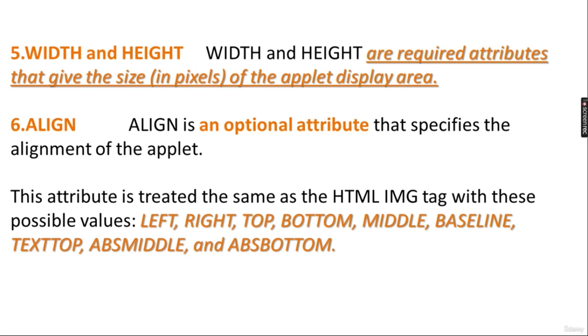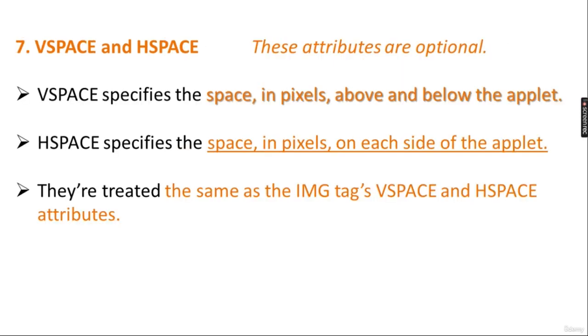Okay, left, center, or right. This attribute is treated the same as HTML image tag with these possible values. Okay. So align can be left, align can be right, top, bottom, middle, baseline, text top, absolute middle and absolute bottom. So you can specify any alignment as you wish. Okay. Seems to be very interesting, right? Applet is a very interesting topic.